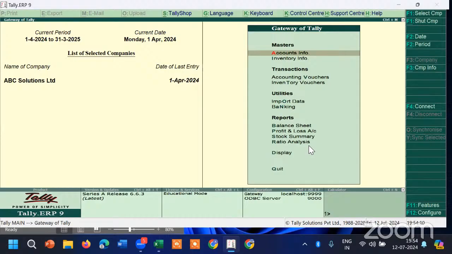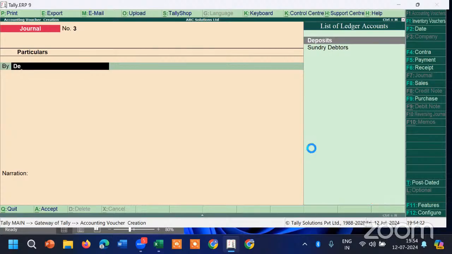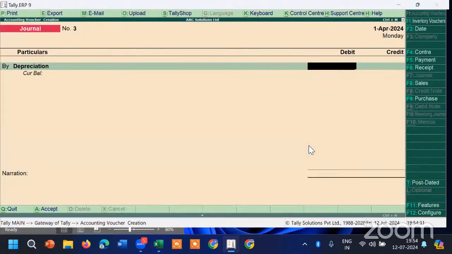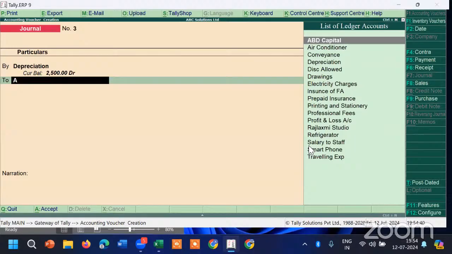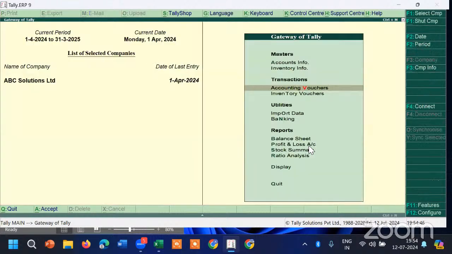Sometimes they may give you an adjustment of depreciation. For that, again, we have to go to accounting voucher. Go to journal, F7. Here depreciation will be debited. Depreciation is not there, so I create a depreciation account under indirect expenses, with Ctrl A. Suppose 2,500 is the depreciation on air conditioner, to air conditioner account. So this way you can do all the adjustments by using journal. Clear?